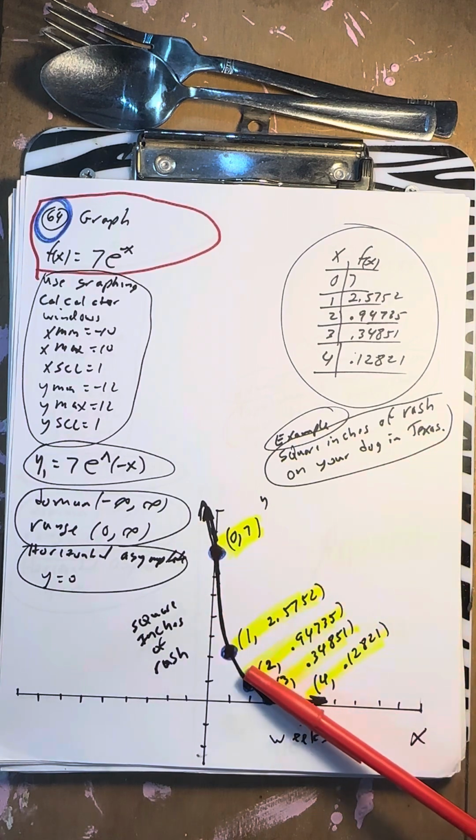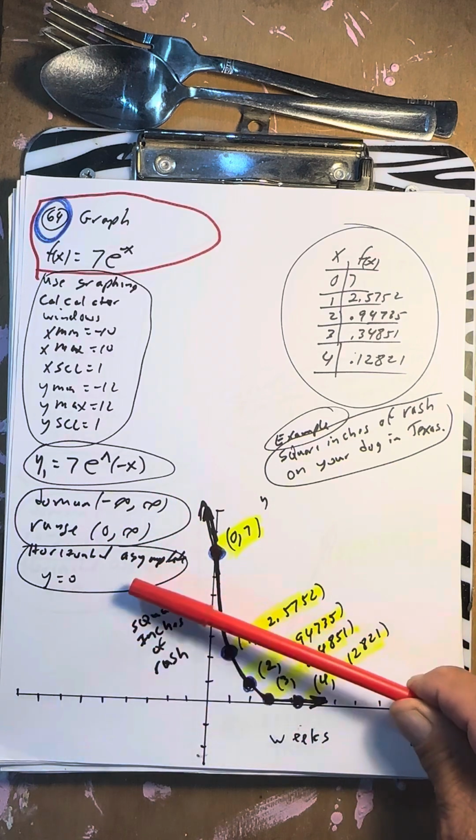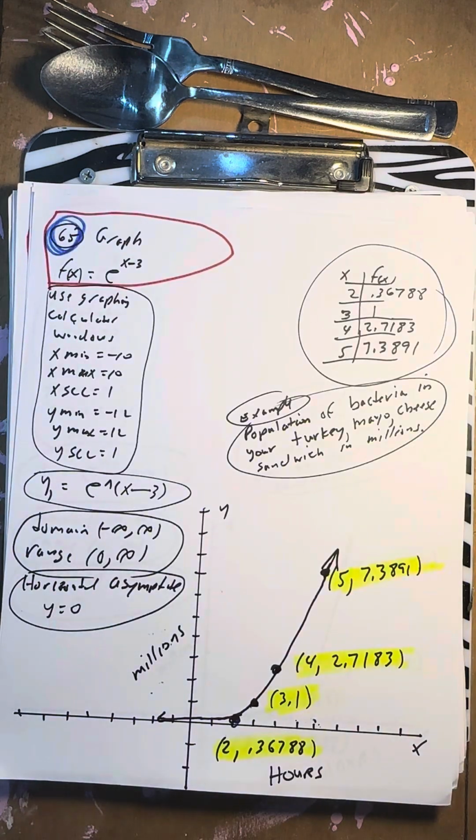So it's going lower, lower, lower, lower. Okay, again, domain infinity, range from 0 up, more than 0, horizontal asymptote, y equals 0. All right, let's go to the next one.